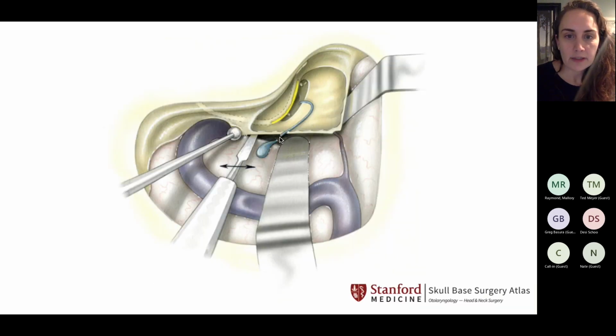And here, just ligating the endolymphatic duct from the endolymphatic sac as it goes into the operculum, which allows you to elevate that dura, posterior fossa dura, off the remaining bone and kind of more safely drill it away.